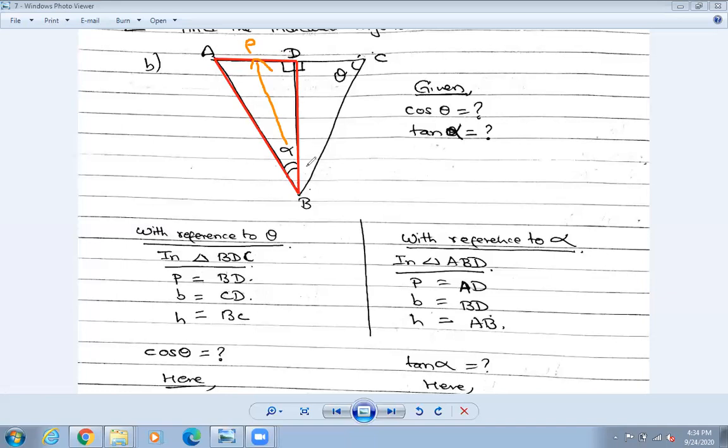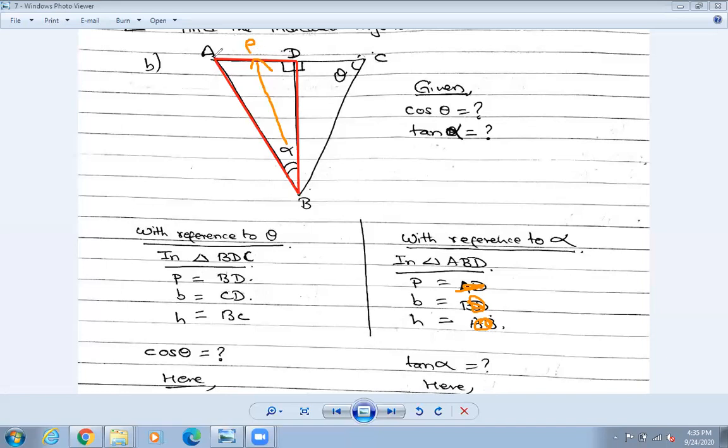Okay, suppose you have not written anything over here. So perpendicular. Opposite of the reference angle is called perpendicular. This is called the reference angle. Angle, whichever angle is given, that is called the reference angle. This was called the reference angle just now. Okay, now this alpha is the reference angle. So opposite of the reference angle is called perpendicular.